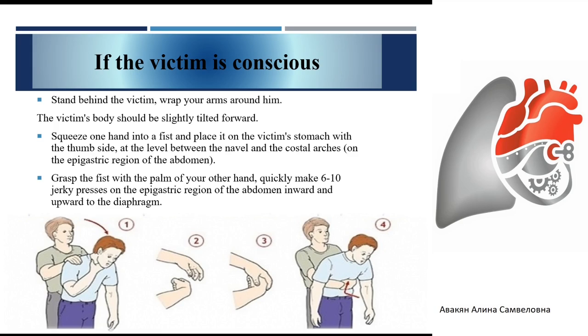Squeeze one hand into a fist and place it on the victim's stomach with the thumb side, at the level between the navel and the costal arches, on the epigastric region of the abdomen. Grasp the fist with the palm of your other hand. Quickly make 6 to 10 jerky presses on the epigastric region of the abdomen inwards and upwards to the diaphragm.